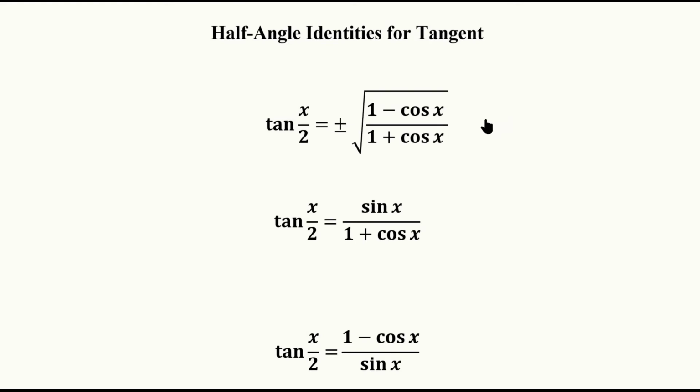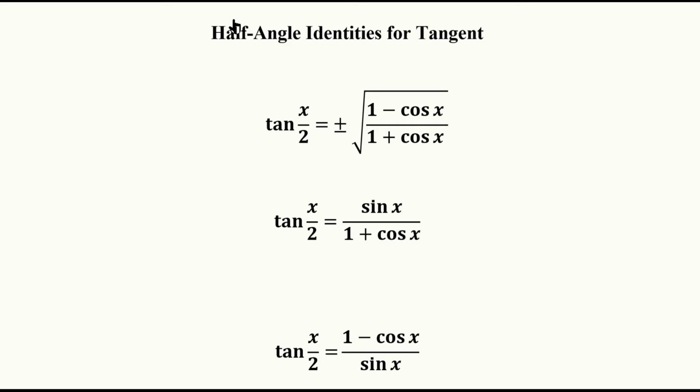So notice that we have 3 different forms for tangent of x over 2. These are all considered half-angle identities for tangent. One of them is plus or minus square root of 1 minus cosine x over 1 plus cosine x. The other ones include both sine and cosine. One is sine x over 1 plus cosine x. The other one is 1 minus cosine x over sine x.